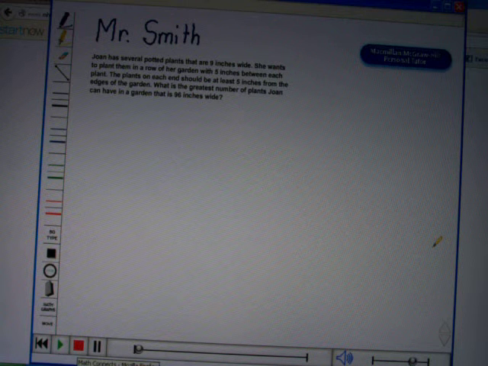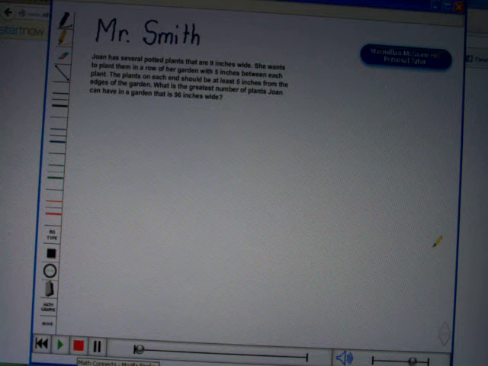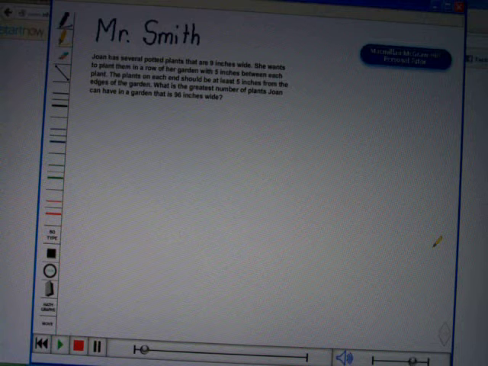Hi, this is Mr. Smith. In the following problem, we're going to draw a picture to solve. Joan has several potted plants that are 9 inches wide. She wants to plant them in a row of her garden with 5 inches between each plant. The plants on each end should be at least 5 inches from the edges of the garden. What is the greatest number of plants Joan can have in a garden that is 96 inches wide?